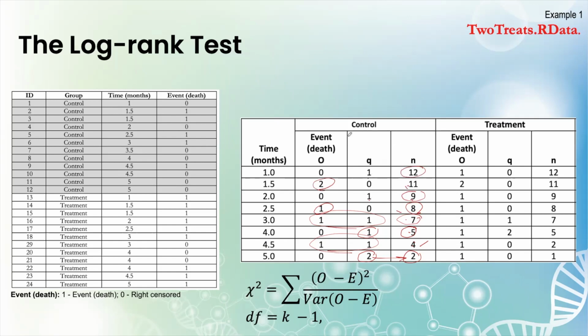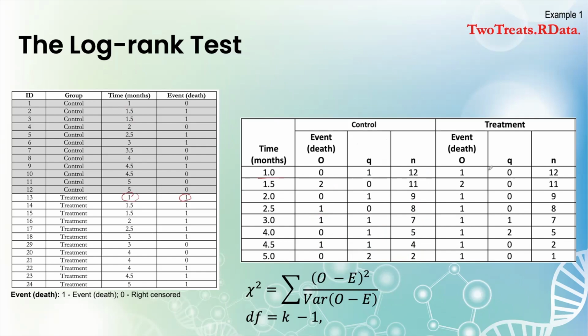So that's one way to check whether we were able to capture all the patients under this column in which the event occurred and this column which is the censored data, or the right censored observations. Okay, now on the treatment group, 1 patient died after 1 month.